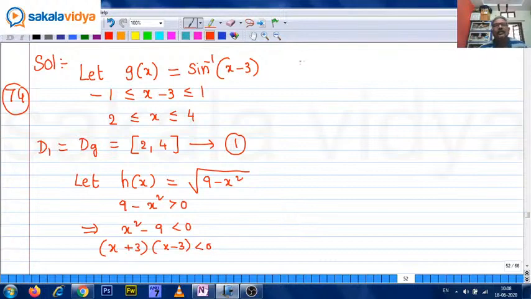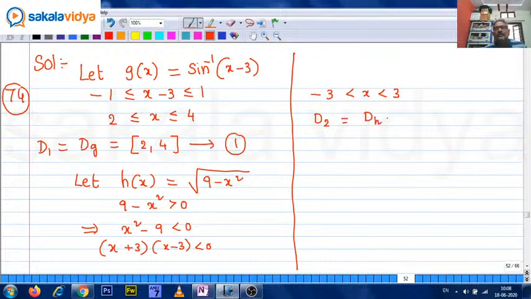So we can write now, critical points are minus 3 comma 3. It lies between, you can write like this, minus 3 less than x less than 3. That means domain D2, domain of h, equal to open minus 3 comma 3. So this is equation 2. Domain of f is given as D1 intersection D2. This is the concept we need to apply.